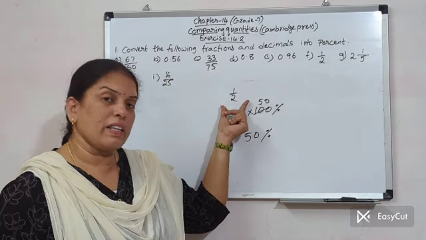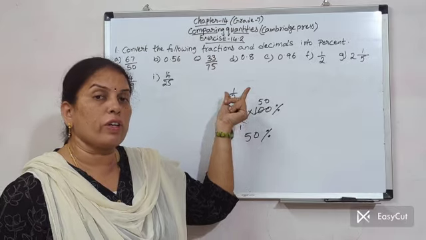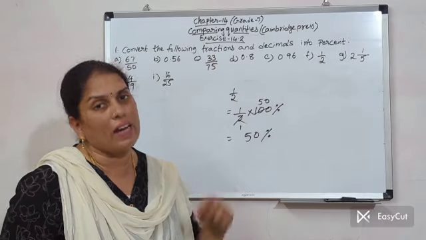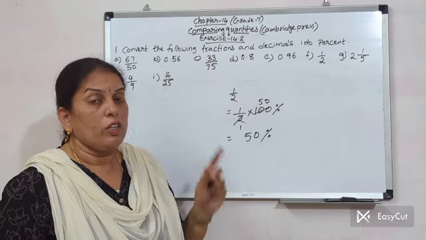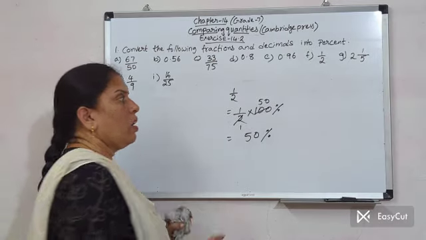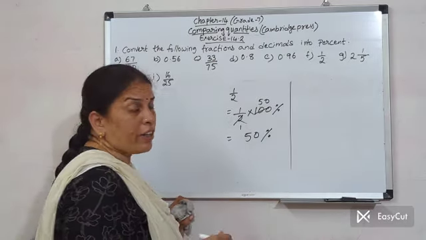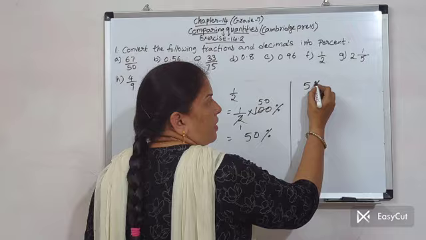When they have given a fraction and ask you to convert it into percent, you must multiply with 100%. Remember, you must multiply with 100%. Okay. Another question related to this, 5%.